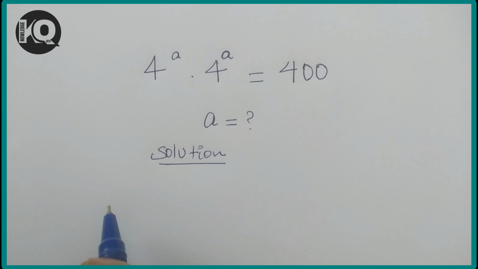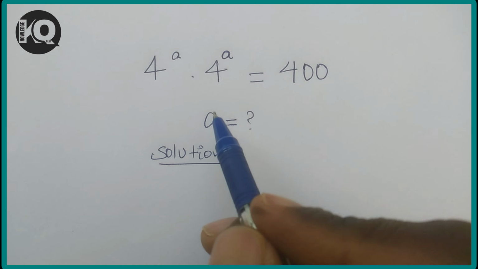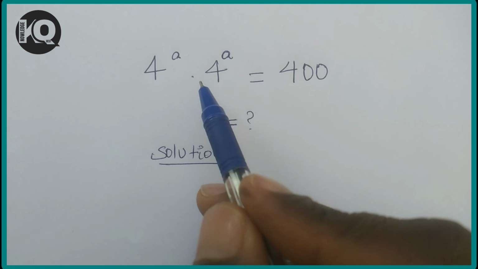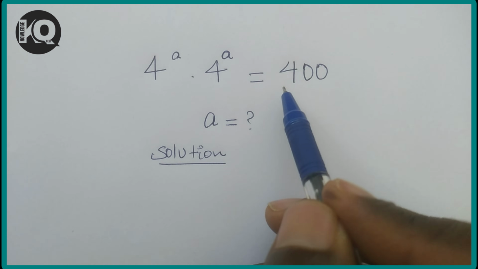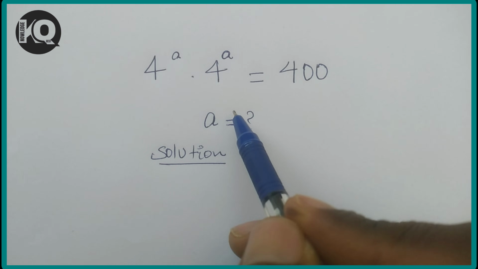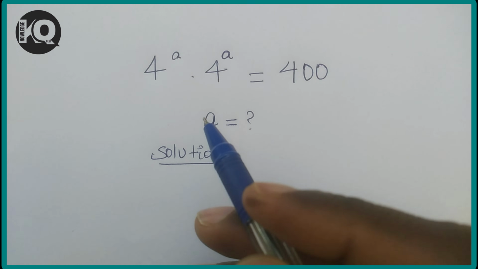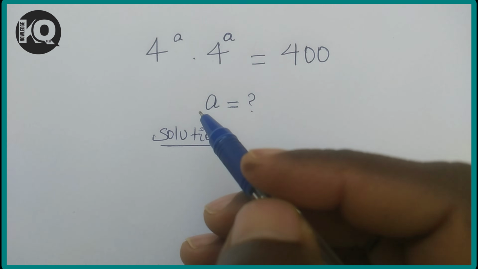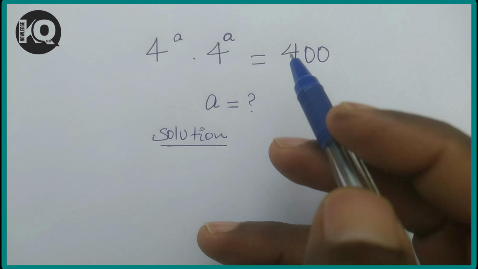Hello, you are welcome to solve this math problem, which is 4 power of a times 4 power of a, which is equal to 400. Find the value of a from this equation. Solution: in the first step, we have to record this problem.